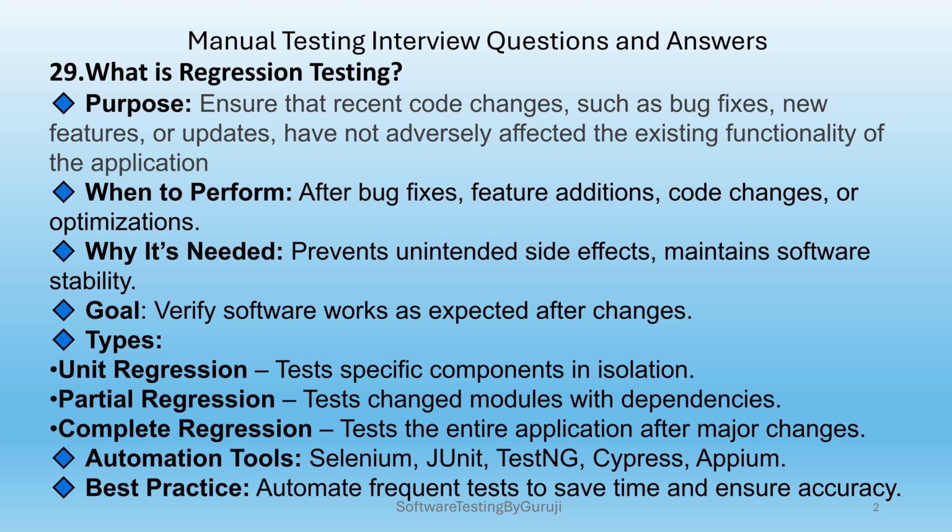Types of regression testing: first, unit testing, which tests a specific component in isolation. Second is partial regression, which tests the changed module with its dependencies. Third is complete regression, which tests the entire application after major changes. Automation tools used for regression testing are Selenium, JUnit, TestNG, Cypress, Appium, and so on. Best practice: automate frequent tests to save time and ensure accuracy. So this is all about regression testing. Let's move to another question.